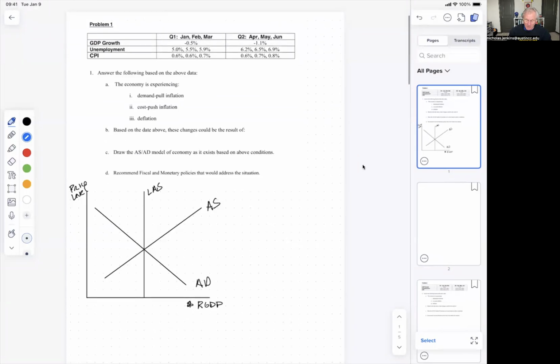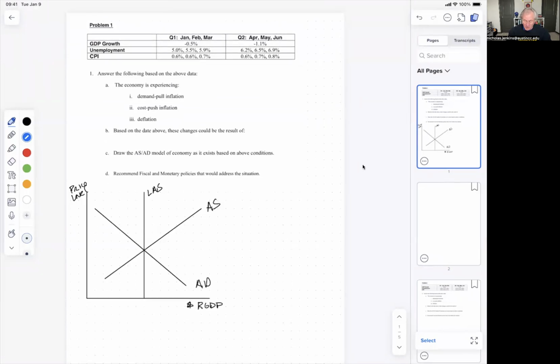And at the bottom, I have our aggregate supply, aggregate demand model drawn at equilibrium, where long run aggregate supply equals aggregate demand. This is our long run equilibrium. This is where the economy wants to be, and this is where we're going to start from.